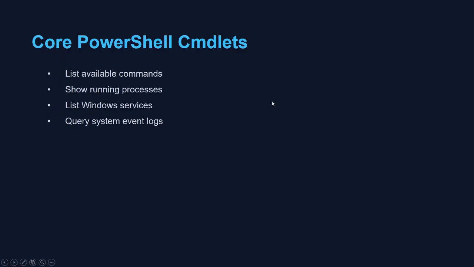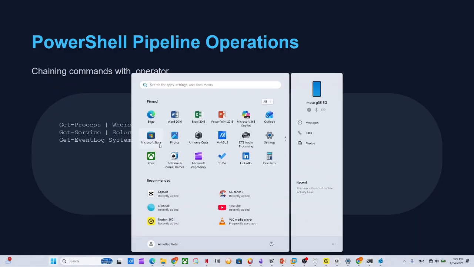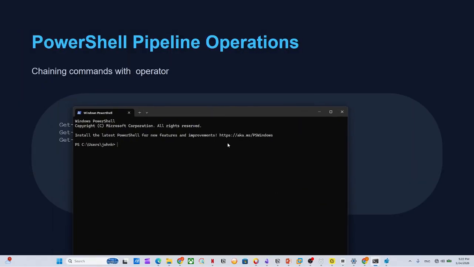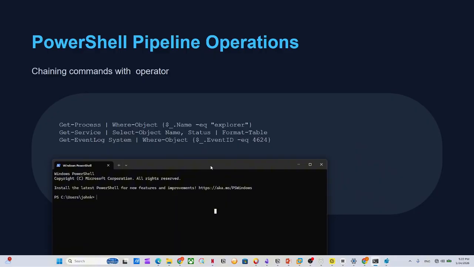Okay, let's try it one by one. PowerShell pipeline operation. Let's go ahead and try PowerShell. Let's just type PowerShell here, and it will open the PowerShell for you. So let's run Get-Process.